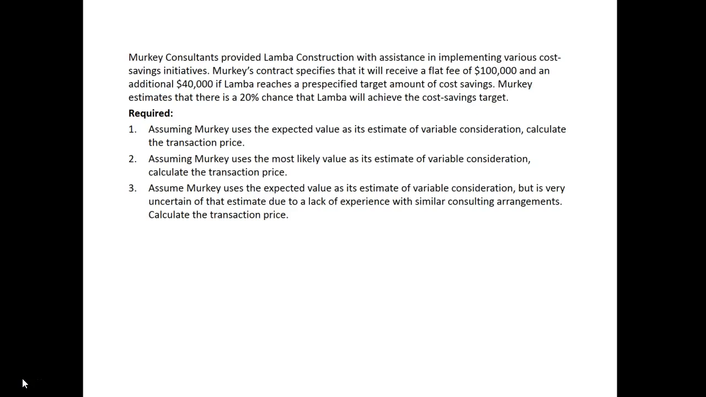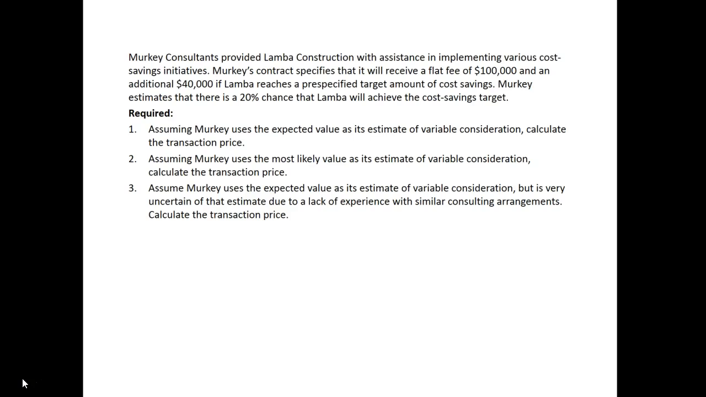Murky's contract specifies that it will receive a flat fee of $100,000 and an additional $40,000 if Lamba reaches a pre-specified target amount of cost savings. Murky estimates that there's a 20% chance that Lamba is going to get this cost savings target. So assuming Murky uses the expected value as its estimate of variable consideration, calculate the transaction price. Assuming Murky uses the most likely value as its estimate, we're going to calculate the transaction price.